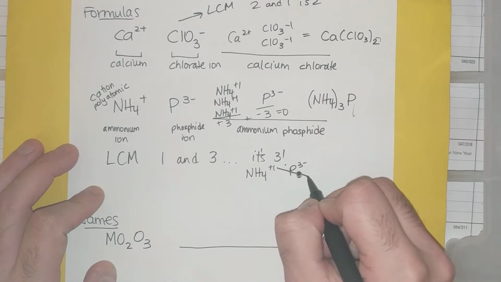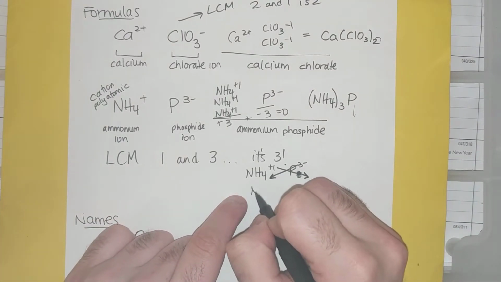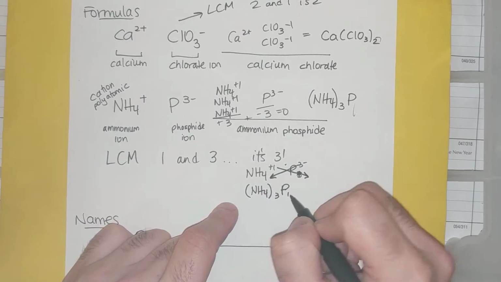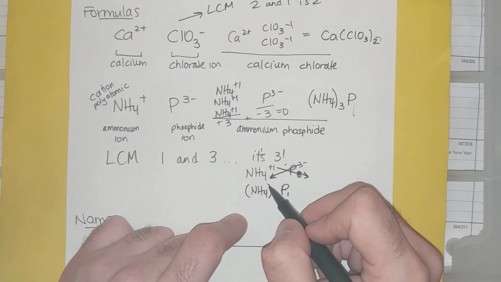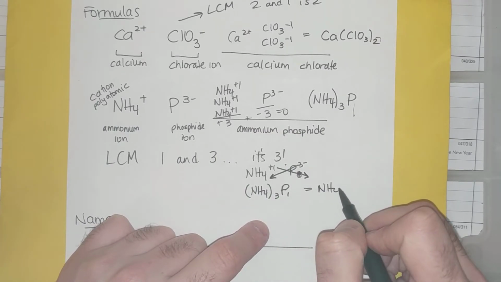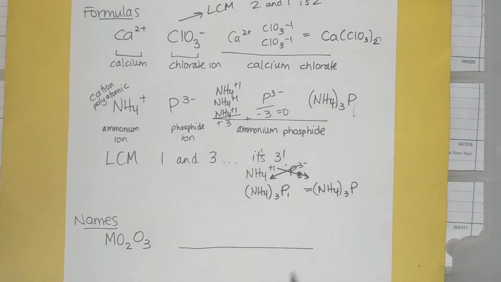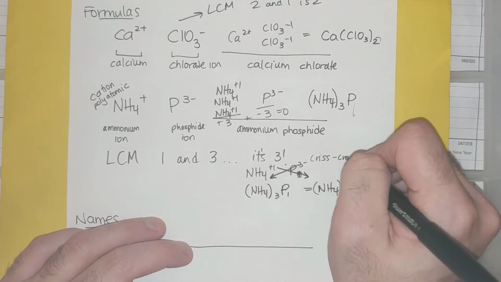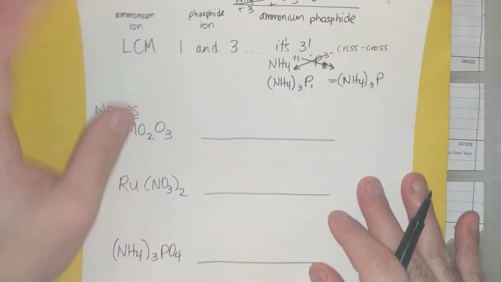If I crisscross, a 1's going to go over by the P, and a 3 is going to go next to the NH4. Right? And it's going to be P1. And remember, I need to put those parentheses on because if I needed more than one polyatomic ion, I need parentheses. And then, of course, I don't need to write 1 as a subscript. So that just becomes (NH4)3P. So that's just showing you the shortcut of the crisscross method. Again, if you're comfortable and like the crisscross method, use it. If you don't, I love the least common multiple way.